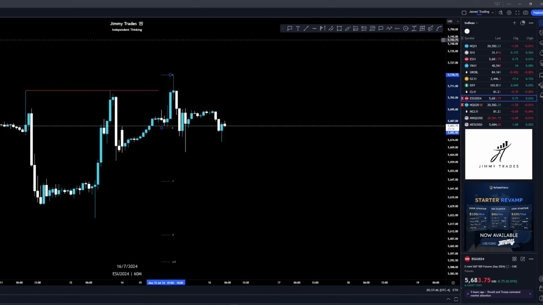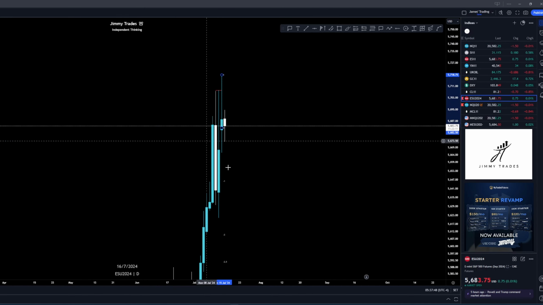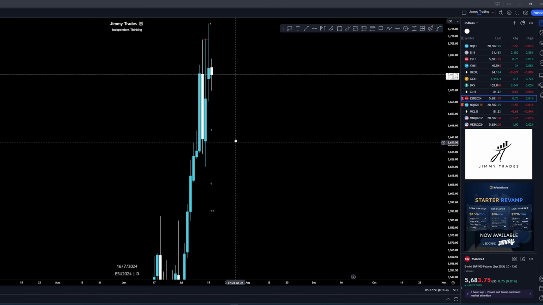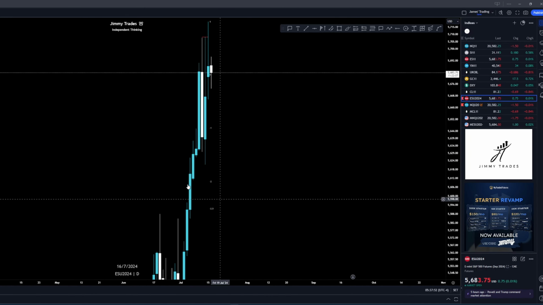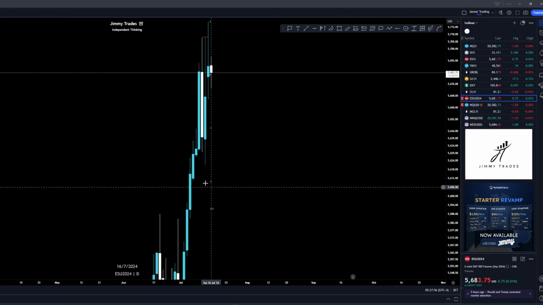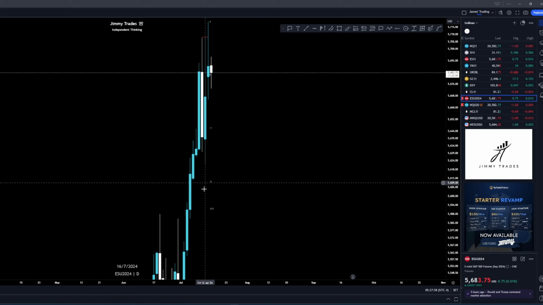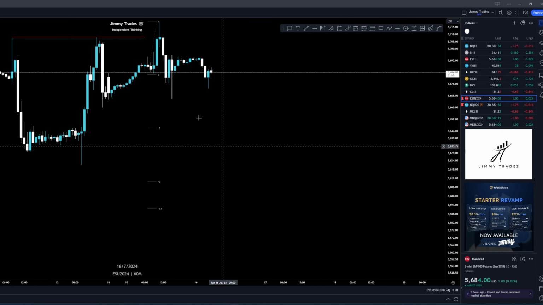And if we just jump back to the daily, let's see where they line up. Look at that. Bang on that internal level. I mean, it's almost exact. Pretty good area to target, in my opinion.